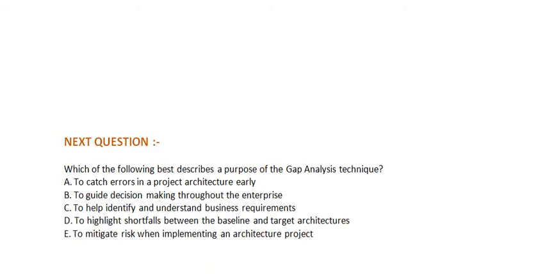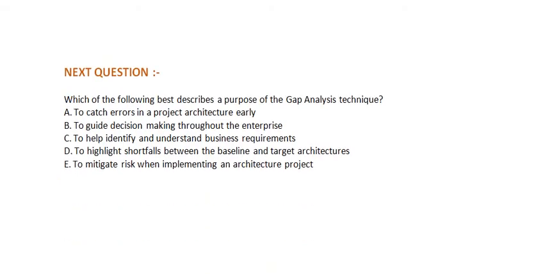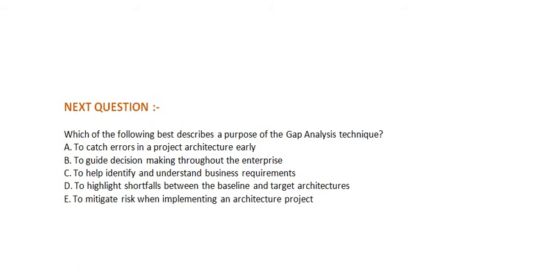Next question is, which of the following best describes a purpose of the gap analysis technique? Option A, to catch errors in a project architecture early. Option B, to guide decision making throughout the enterprise. Option C, to help identify and understand business requirements. Option D, to highlight shortfalls between the baseline and target architectures. And option E, to mitigate risk when implementing an architecture project. The correct answer is option D.